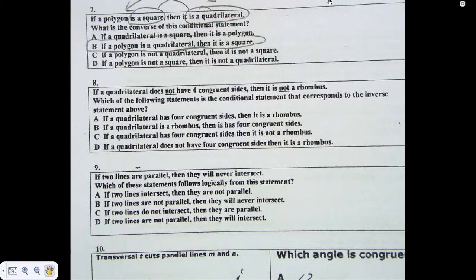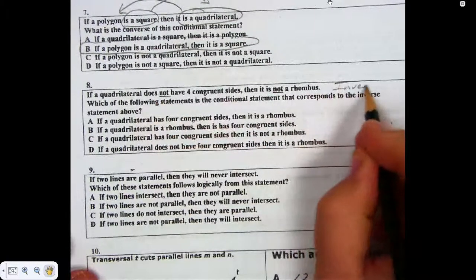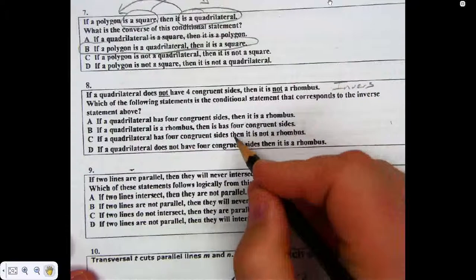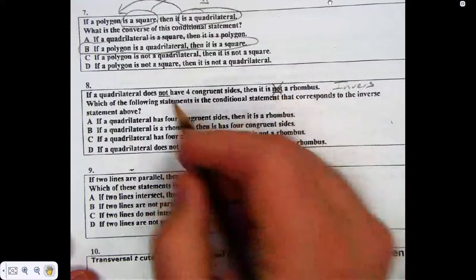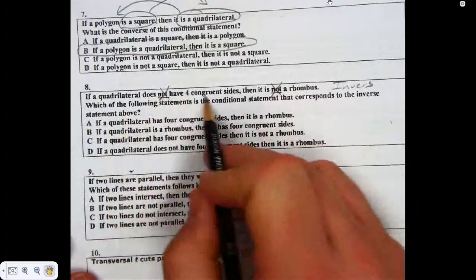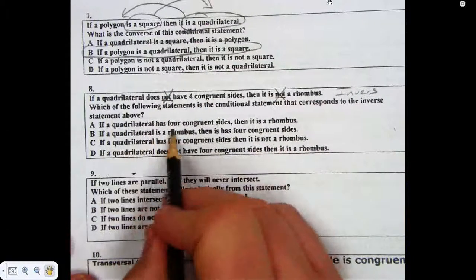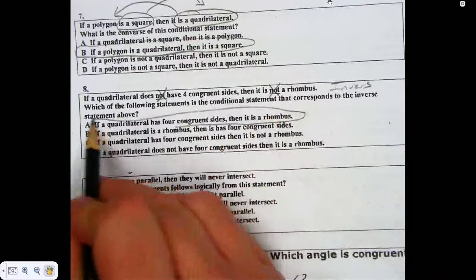If a quadrilateral does not have four congruent sides, then it is not a rhombus. Which of the following statements is the conditional statement that corresponds to the inverse statement above? They're saying that this is an inverse, so what am I going to take away? The nots. So if a quadrilateral has four congruent sides, then it is a rhombus. A. Got that one right. Okay?